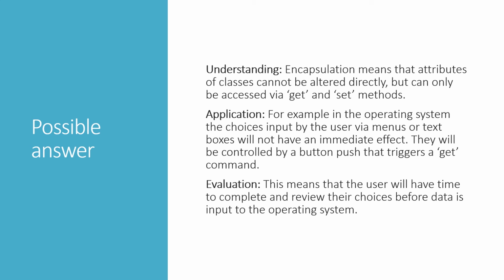But for example, the choices input by the user in a menu or a text box wouldn't have an effect until you trigger a get command by pressing a second button. And this is often the case. You'll notice this in operating systems. You make choices, but they don't have a permanent effect until you trigger them by pressing a second button. And evaluation, that means there's a pause. You can review what you've chosen before inputting the final values into the operating system.